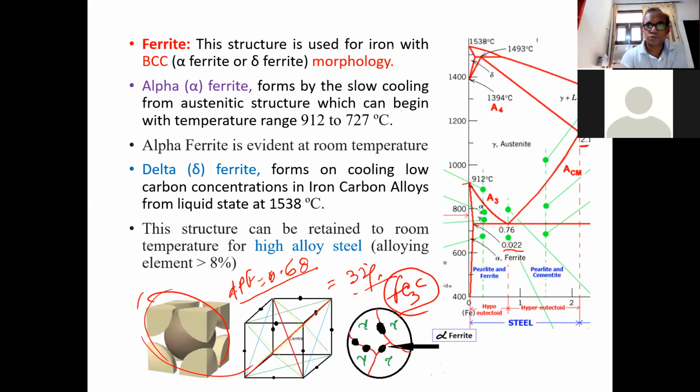So this structure, alpha ferrite, forms by slow cooling from the austenitic structure, which can begin at a temperature from 912 to 727. 912 is this temperature, 727 is this one. It can start at this temperature and go down to that. Alpha ferrite is evident at room temperature, and the maximum carbon percentage in it can be up to 0.02%.